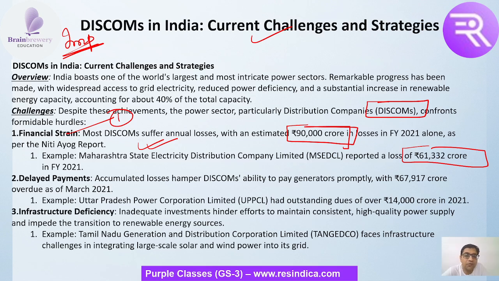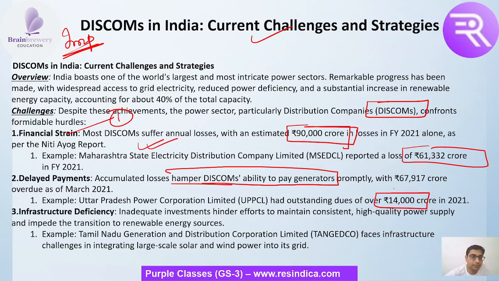Then the second aspect is that there are a lot of delayed payments. Okay, so the losses hamper the Discom's ability to pay the generator. That means the distribution company has to pay the generators. So there is a delayed payment from the distribution company to the generator, because distribution companies are not getting payment from the proper consumers, right? Because of that, UPCIL has an outstanding due of 14,000 crore. Then infrastructure deficiency, most of them are highly inconsistent. They are not providing a sufficient amount of power, and they are not able to properly integrate. So a lot of investment has to come over here, but because of inadequate investment, it is all hindering the whole progress of our power sector.